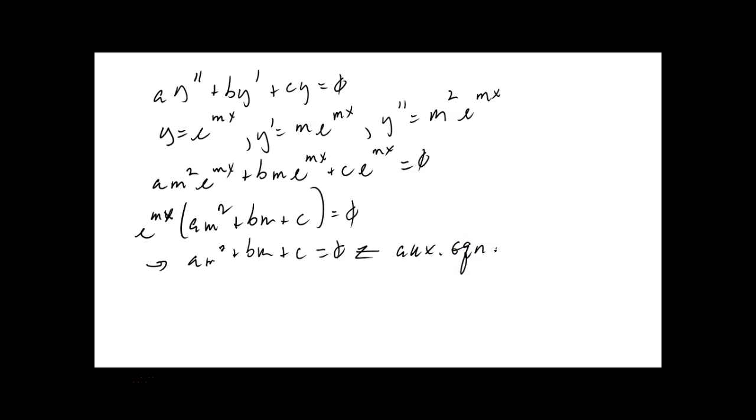And after a while, as soon as you see it's in this form, you can go straight to that auxiliary equation. Because you don't need to mess around with the e to the mx anymore. They disappear. Okay?